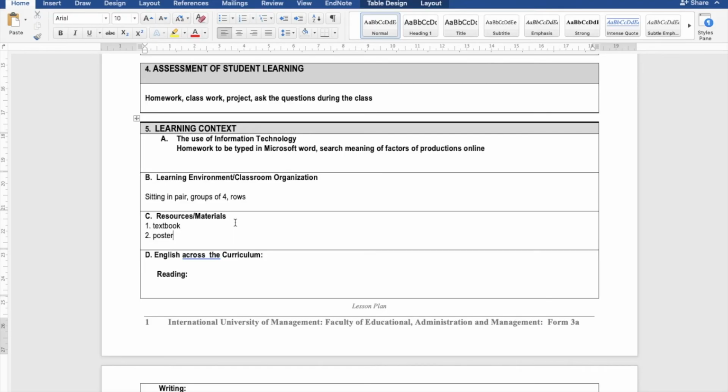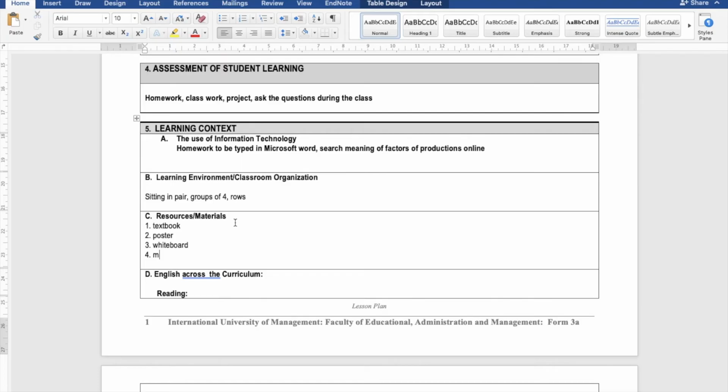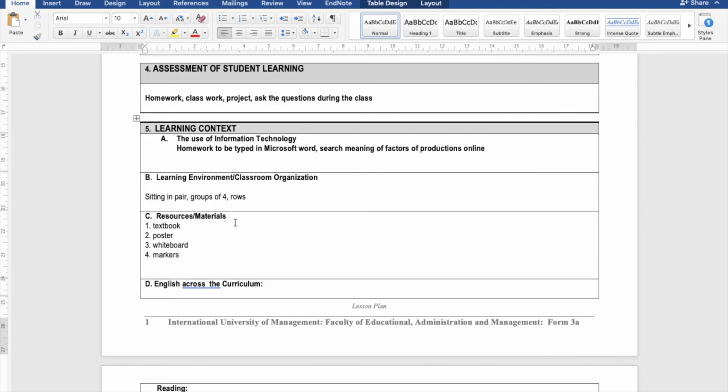All right. So you can say you are using your poster, and sometimes teachers like to put a whiteboard or chalkboard, so marker pens, or chalks, or rulers, whatever you've been using during that class. Or handouts, if you're not going to use a textbook, perhaps you're going to give handouts, it's up to you, right? But make sure that whatever you list here is only what you're going to use for that day to teach the types of factors of production.